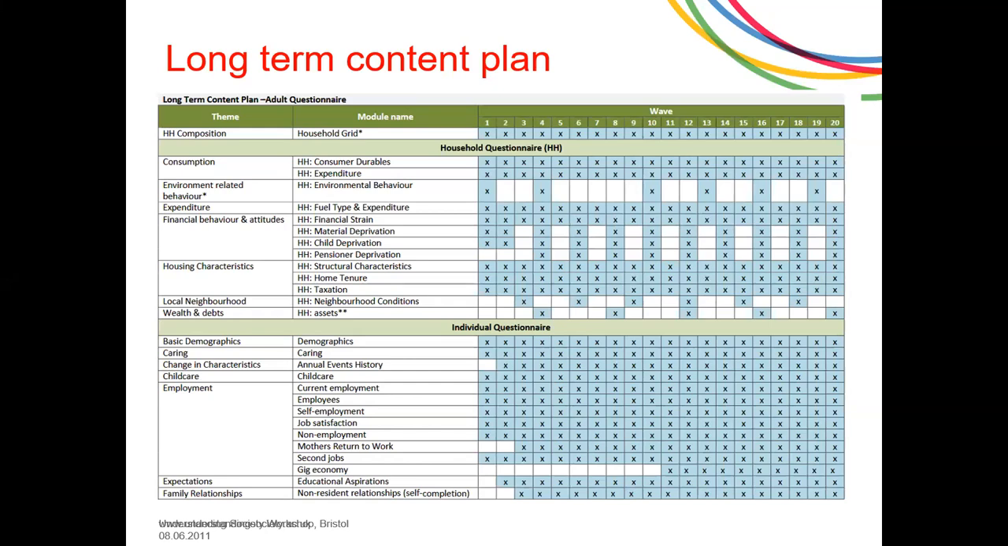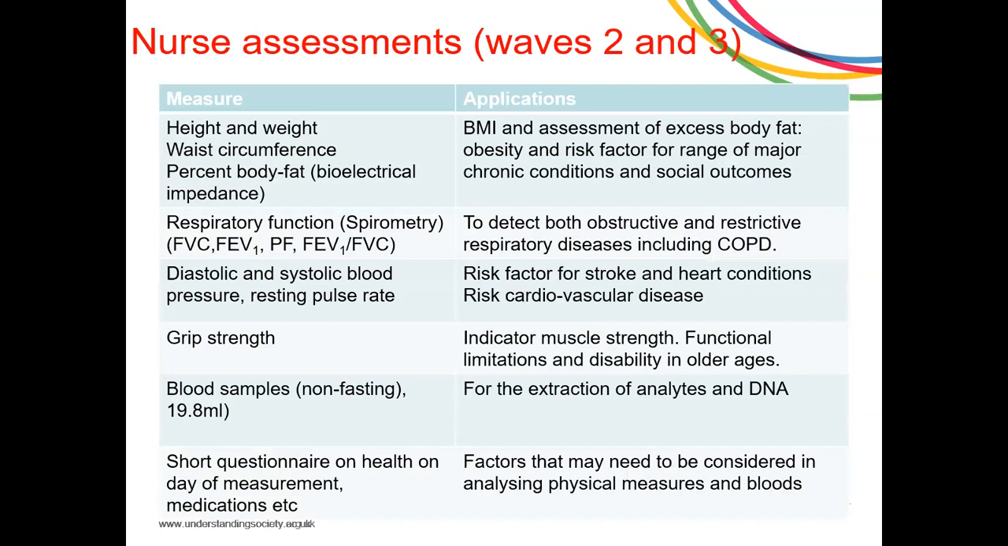So this is what went into the nurse assessment. We collected heights and weights, respiratory function, blood pressure, and then we collected a blood sample, and it's the data from the blood sample really that we're going to focus on in the next hour or so, in that we measured a number of analytes, and we collected DNA. We're interested in how we use that information and whether that information can be used in a social science context.